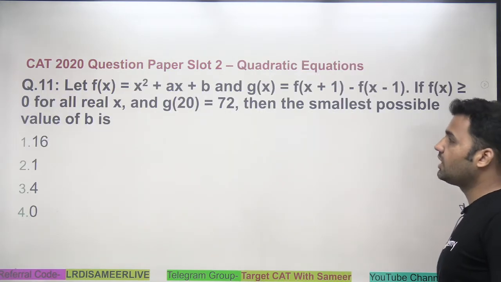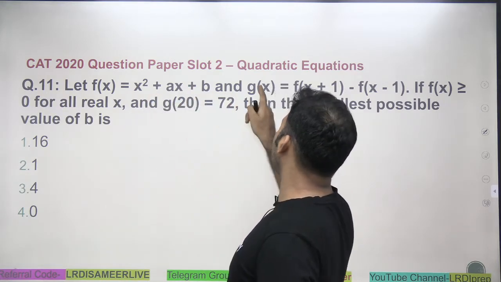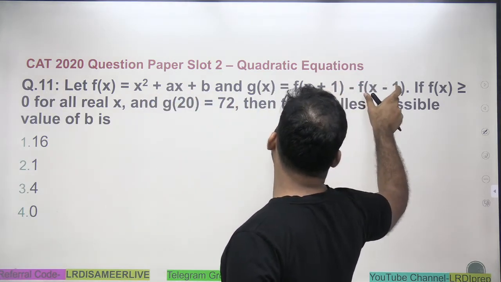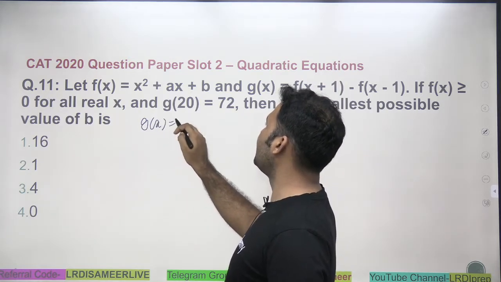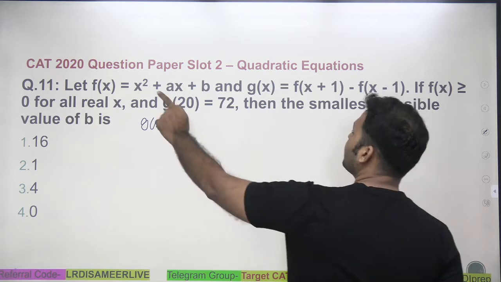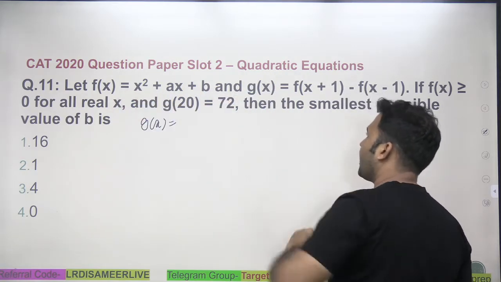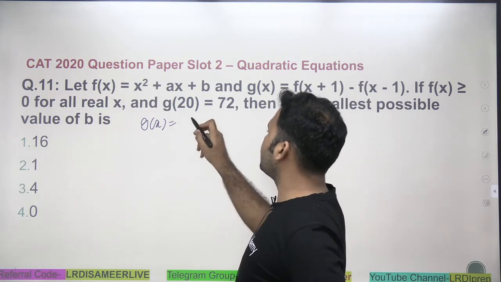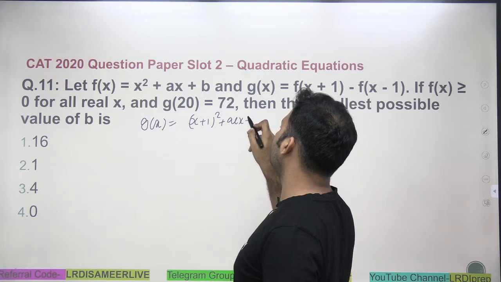Let's have a look at question number 11. It's a quadratic equation question. f(x) is given as this, and g(x) is equal to f(x plus 1) minus f(x minus 1). So let's first find out what exactly g(x) is. g(x) can be obtained by replacing x with x plus 1 and replacing x with x minus 1, and then subtracting. So just replace x with x plus 1 first, right?